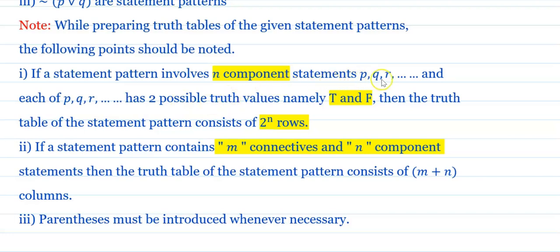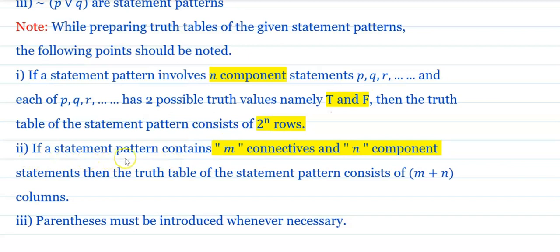Suppose there are n components, that is 2 raised to n rows. Next, if the statement pattern contains m connectives and n components, then the truth table of the statement pattern consists of m plus n columns. The number of columns is m plus n. I will explain whenever there are the truth tables.